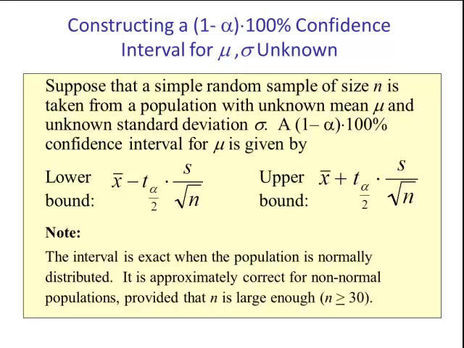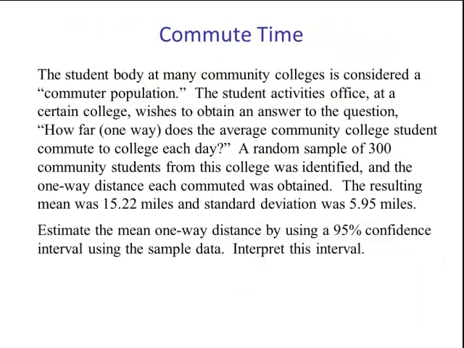Let's do an example. The student body at many community colleges is considered a commuter population. The Student Activities Office at a certain college wishes to obtain an answer to the question, how far one way does the average community college student commute to college each day?